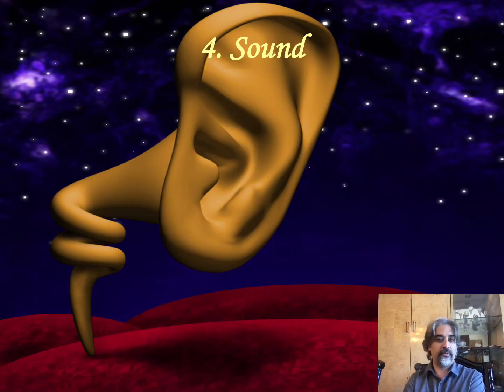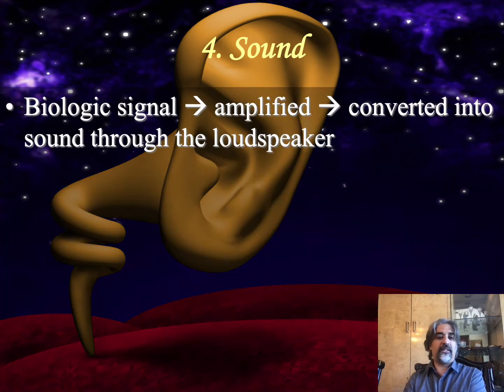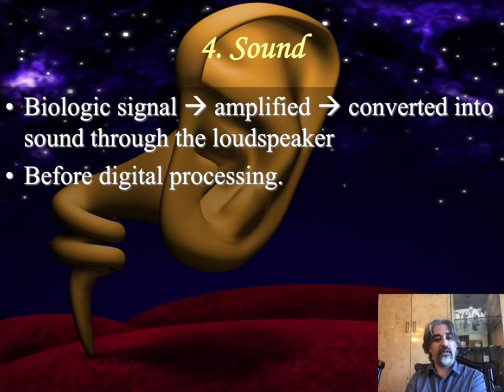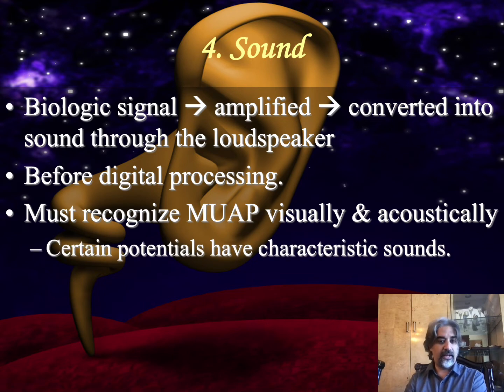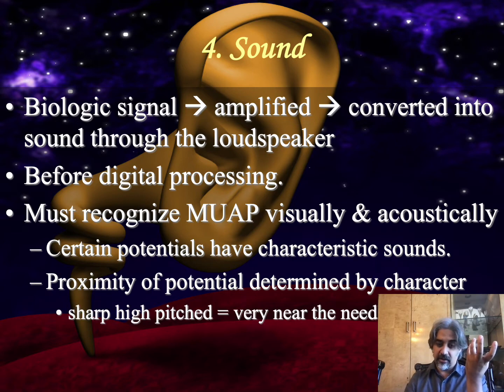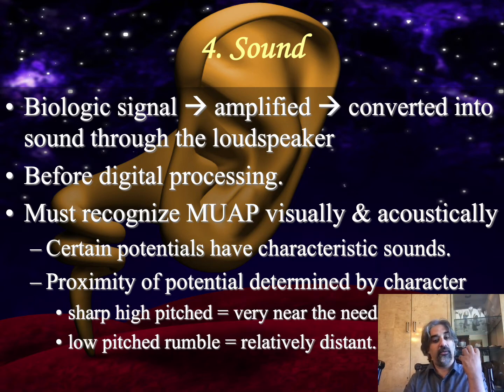Next is sound. A biologic signal going through the differential amplifier and filters eventually goes to a speaker, and it's converted into sound. And this is before the computer gets it. This is helpful because a lot of us electromyographers hear the signal just as much as we see it, and you can really tell a lot about what's on the screen based on what you're hearing. For example, anything with a sharp clicky sound is more likely to be closer to the needle, whereas if it's a low-pitched rumble, it's more likely to be away from the needle.